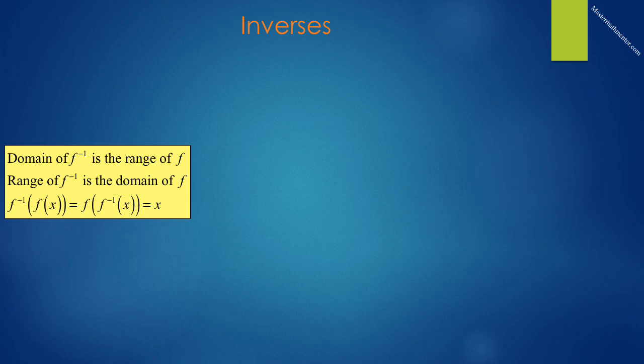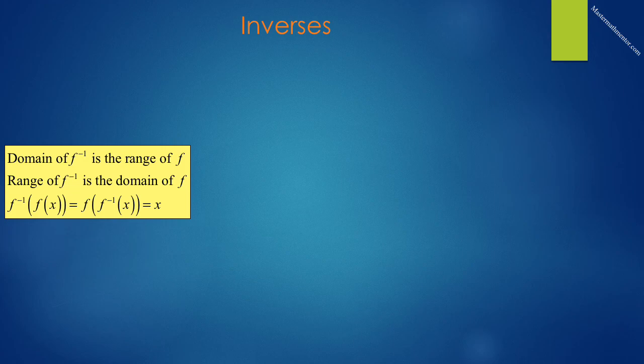With functions, we know that the domain of f is all allowable x values, and the range of f is all allowable y values. Therefore, the domain of f inverse must be the range of f, and the range of f inverse must be the domain of f.